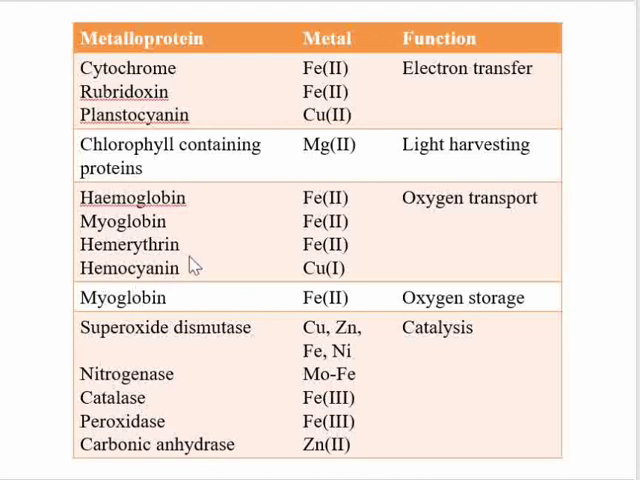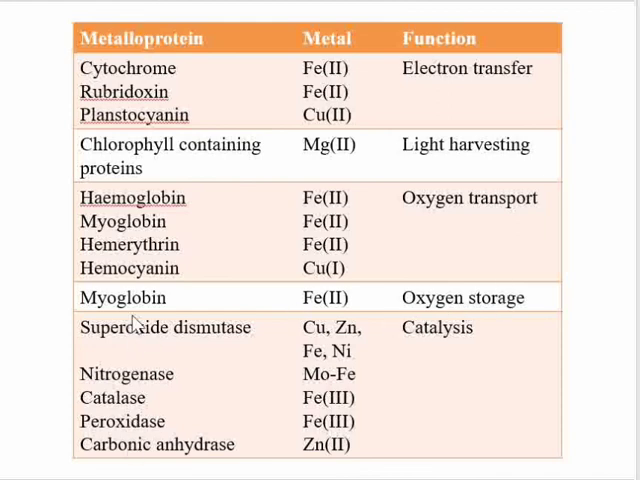Then the metalloproteins that work for oxygen transport are hemoglobin, myoglobin, hemerythrin, and hemocyanin, and these are the metal centers present in these metalloproteins. Myoglobin is the metalloprotein that has an Fe2+ center in its active site, and it can store oxygen.